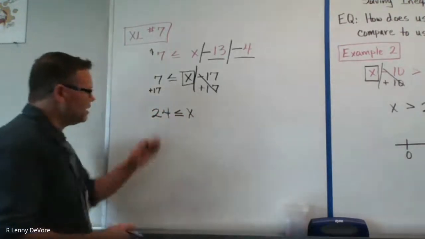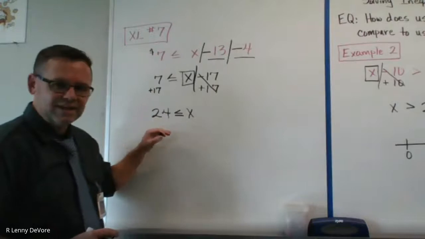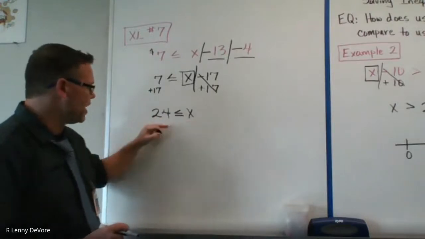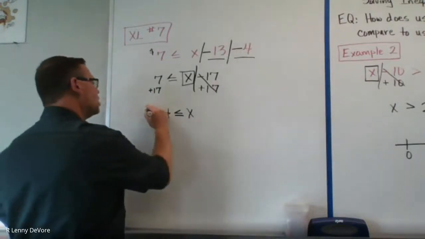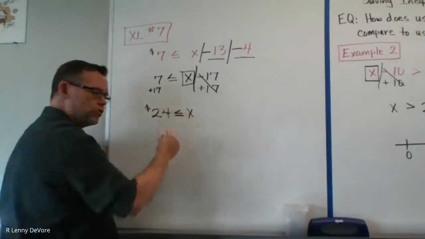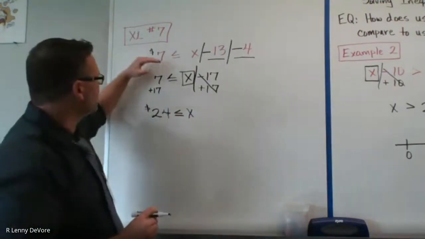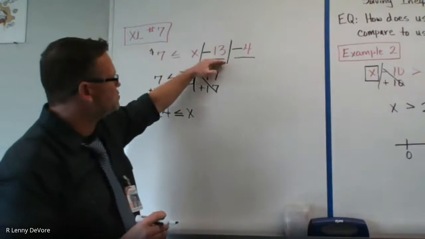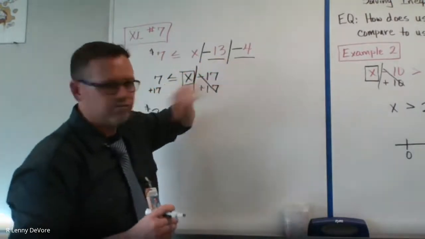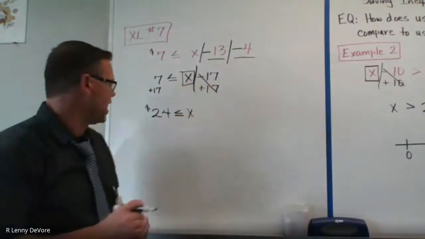So what they're saying here is that the pay was greater than or equal to $24. It could be equal to or greater than $24 for him to have $7 left after he spent $13 and $4 on the book and the snack.